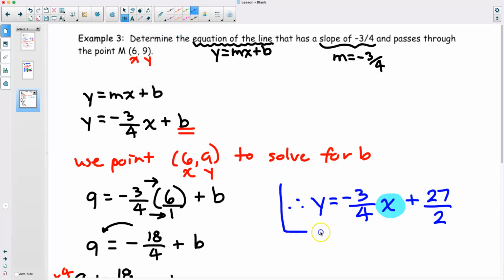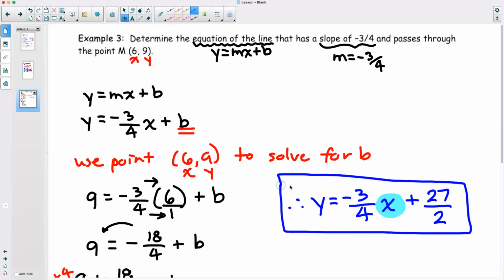We can put a nice big square so it's easy to see for our teacher marking it and for seeing our homework. And that concludes our answer.